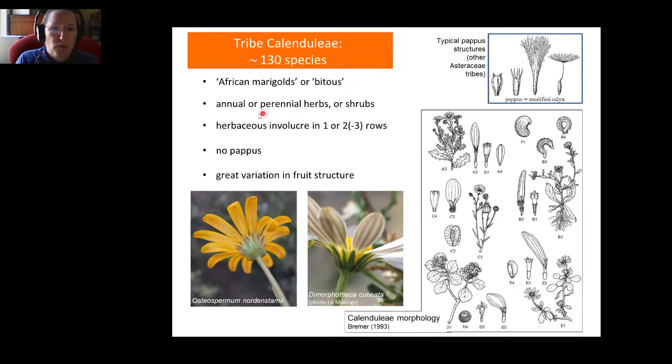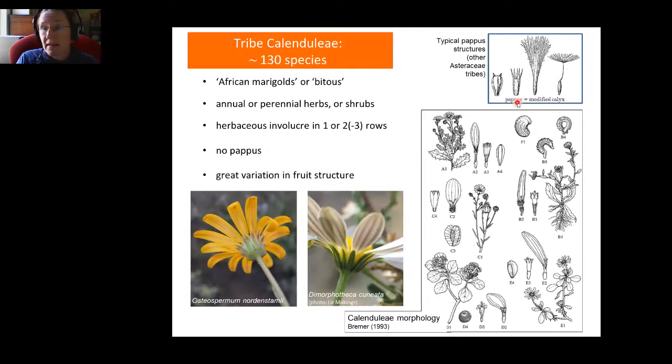And growth forms are annual or perennial herbs or woody shrubs. And morphologically, the tribe is characterized by a leaf-like involucre. So the involucre is the row of bracts, or the arrangement of bracts that surround and protect the flowers. In Calenduleae, they are leaf-like, and they're arranged in one or two, or sometimes three rows. And the other morphological feature that characterizes the tribe is that there's no pappus.